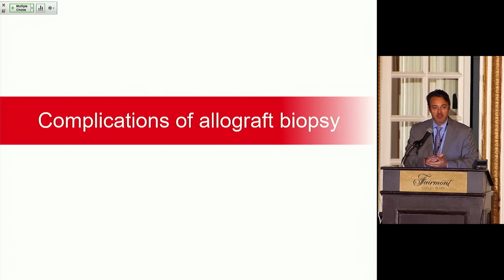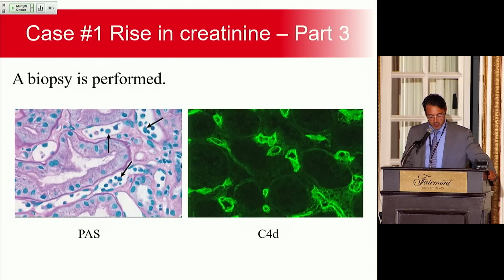The second thing that can definitely happen as well is if you create an AV fistula after the kidney biopsy. This is a concern because it also affects the function of the kidney, and sometimes it may need occlusion. So those, the bleeding complications and the AV fistula as a consequence of the biopsy, are two major complications. So this is the biopsy. This is a PAS stain, and this is a C4d staining here on the right side.